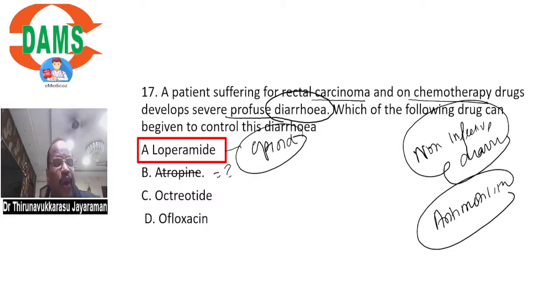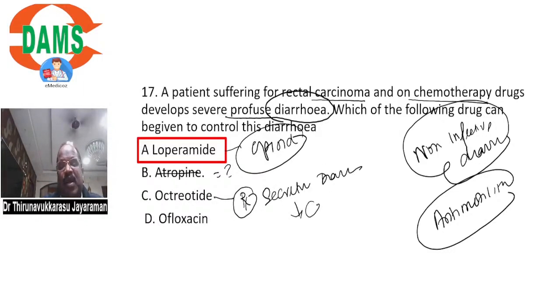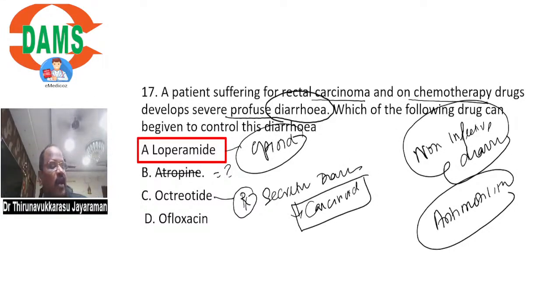Octreotide is a somatostatin analog. It is mainly useful for treatment of secretory diarrhea, for example, carcinoid tumor diarrhea. Ofloxacin is useful for treatment of infective diarrhea. So the answer is option A.